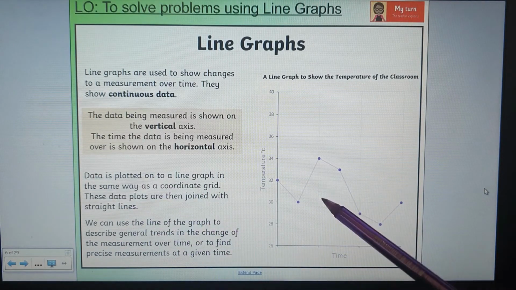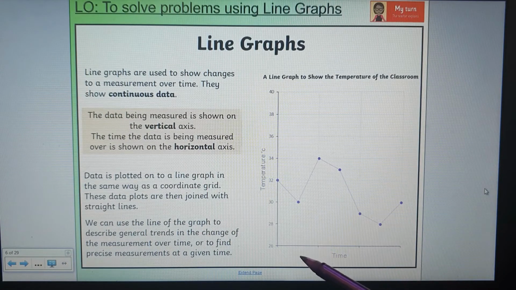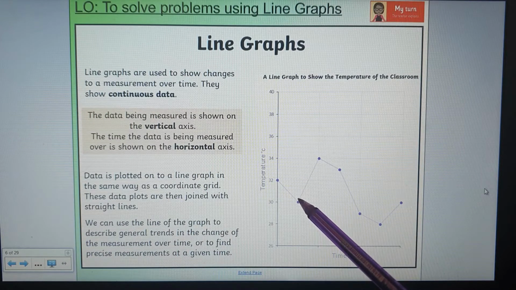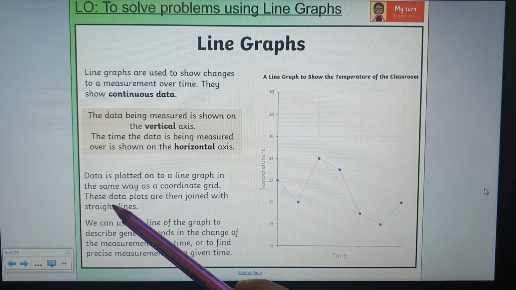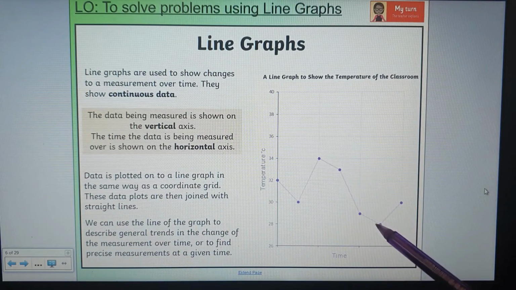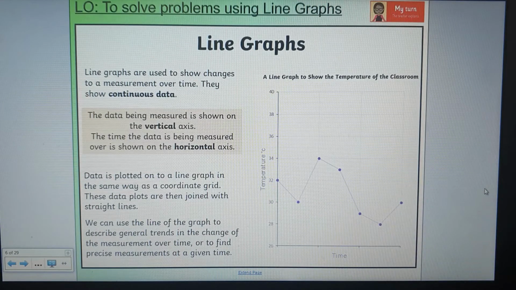Data is then plotted onto the line graph, as was shown in the video, in the same way as you would do on a coordinate grid. So you go across how much time, and then up to wherever your data was. And then these are joined with straight lines. Okay, so you would need a ruler to join them. We can use the line of the graph to describe trends. So you can see it kind of going up or down or across in the change of the measurement over time, or to find a very precise measurement at a certain time.